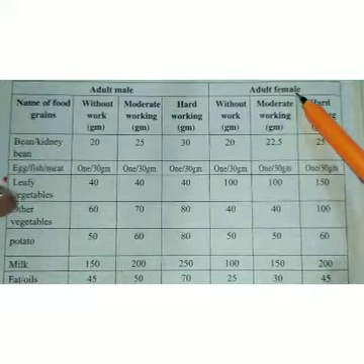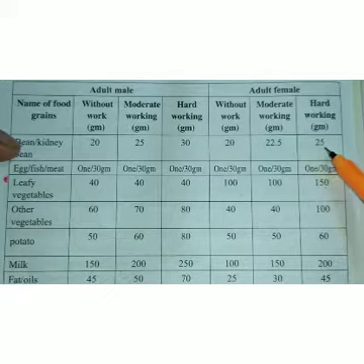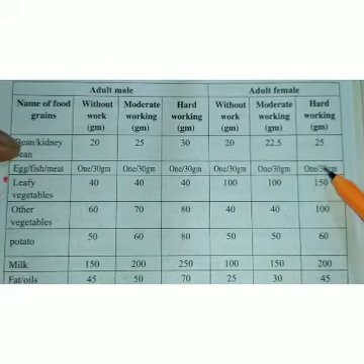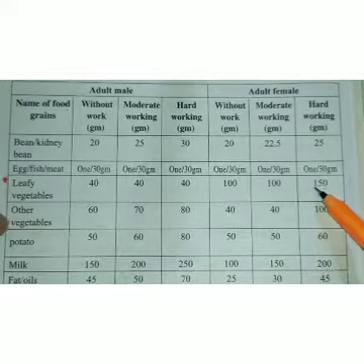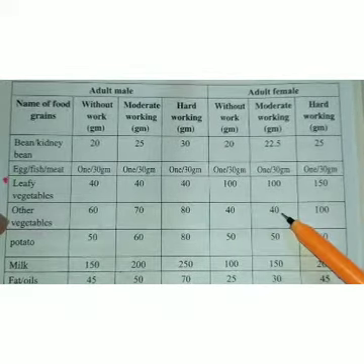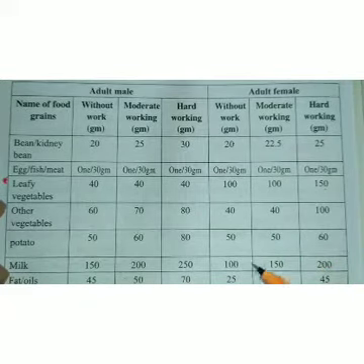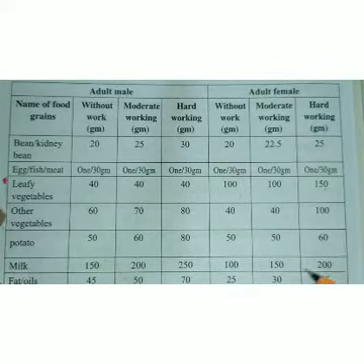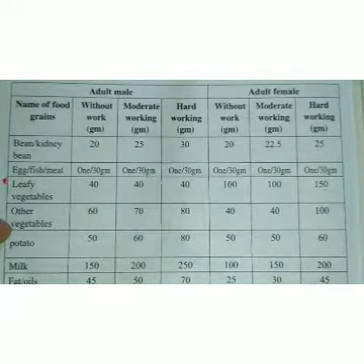And the adult female without working: kidney bean 20 grams, 22.5 grams, 25 grams, egg 30 grams, 30 grams, 30 grams, leafy vegetables 100 grams, 100 grams, 150 grams. Other vegetables 40 grams, 40 grams and 100 grams. Potato 50, 50, 60 grams. Milk 100 grams, 150 grams, 200 grams. Fat 25 grams, 30 grams, 45 grams. Sugar 20 grams, 20 grams and 40 grams.